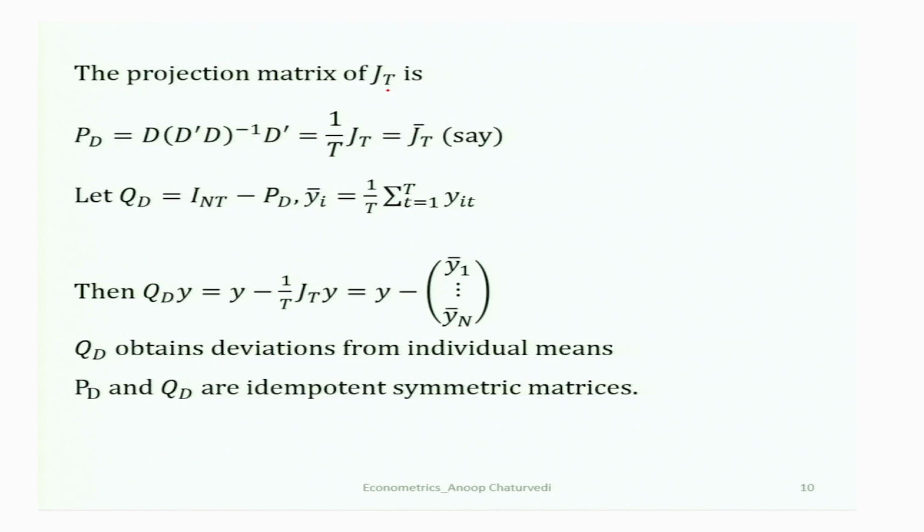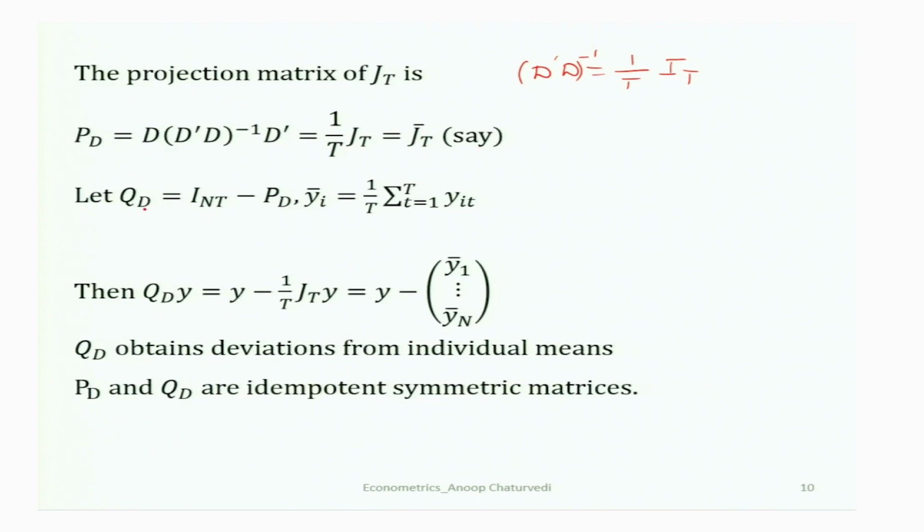Now, the projection matrix of J_T is P_D equal to D (D transpose D) inverse D transpose. Then obviously, D transpose D is equal to T, so D transpose D inverse is 1 upon T. So, you get (D transpose D) inverse D transpose equal to 1 upon T times D transpose, and D transpose is equal to J_T transpose, and then we are writing 1 upon T J_T equal to J_T bar, say.